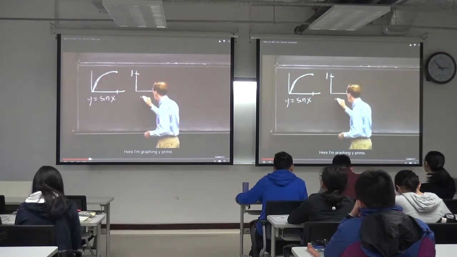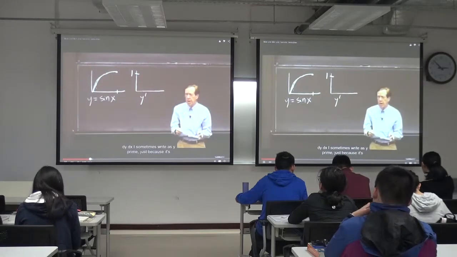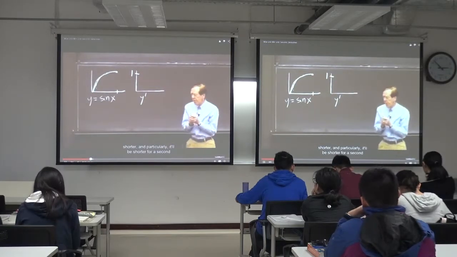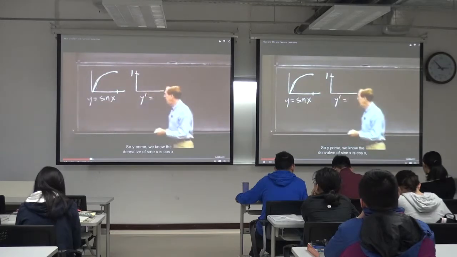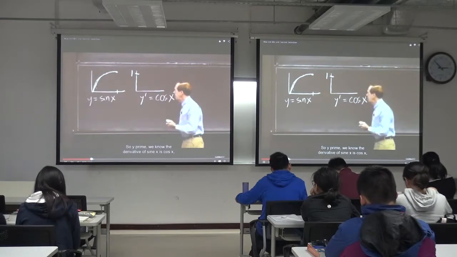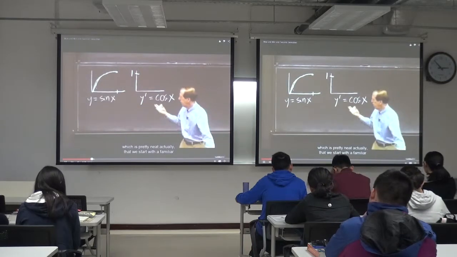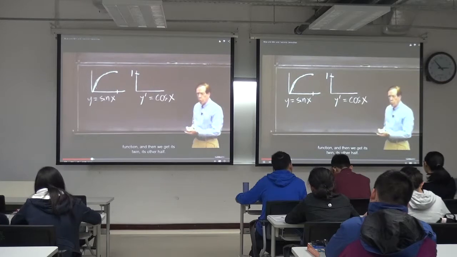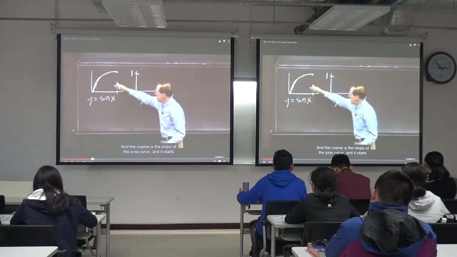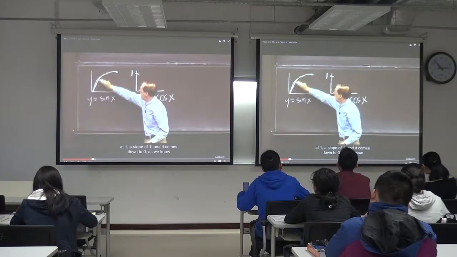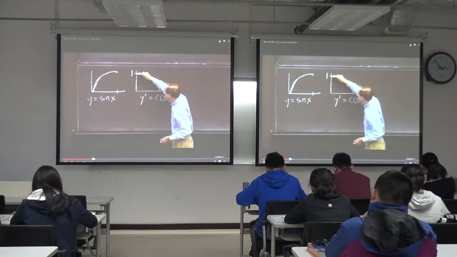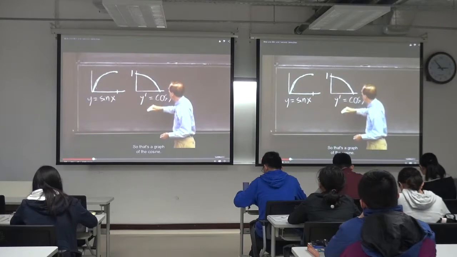Here I'm graphing y prime. The y dx I sometimes write as y prime, just because it's shorter, and particularly it'll be shorter for a second derivative. So y prime, we know the derivative of sine x is cos x, which is pretty neat, that we start with a familiar function and then we get its twin, its other half. And the cosine is the slope of the sine curve. It starts at 1, the slope of 1, and it comes down to 0, as we know the cosine does. So that's a graph of the cosine.